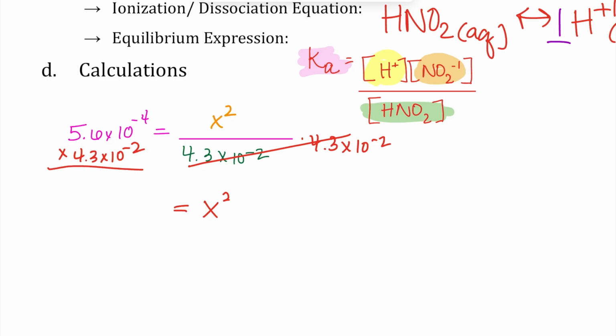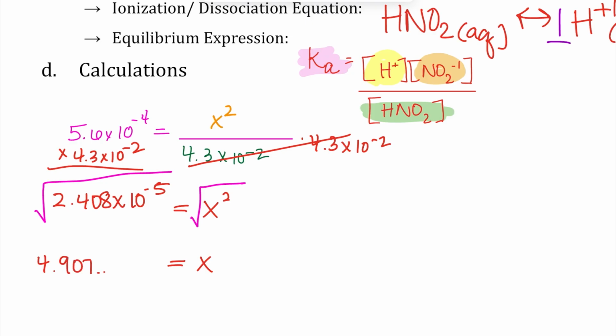together, I'm not going to do any sig figs until the very end, and then we'll talk about those. I've got 2.408 times 10 to the negative 5th, keeping that number in my calculator. And then how do I undo a squared? I'm going to square root both sides. And so we end up with X equaling 4.907 times 10 to the negative 3.